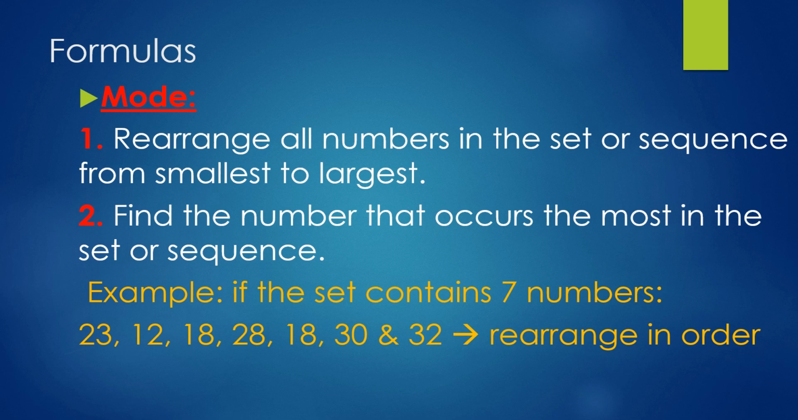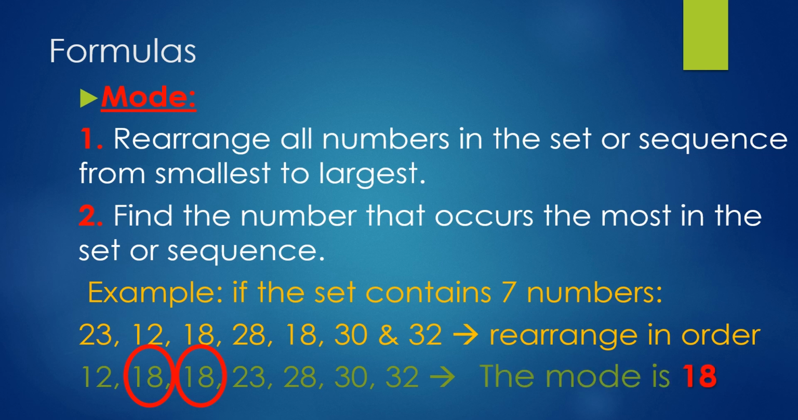So again, we'll rearrange those in order from smallest to largest. When we do that, we get 12, 18, 18, 23, 28, 30, and 32. As you can see, we have 2 numbers of 18, and no other number repeats as many times or at all in this example. So our mode for this example is 18, because that's the number that occurs the most in that sequence. And if you think about it, mode almost sounds like most.